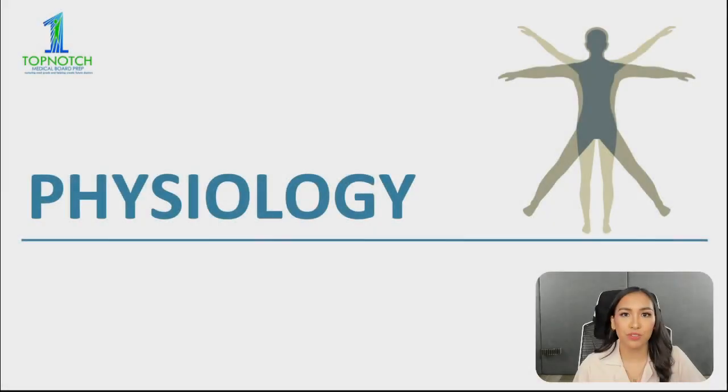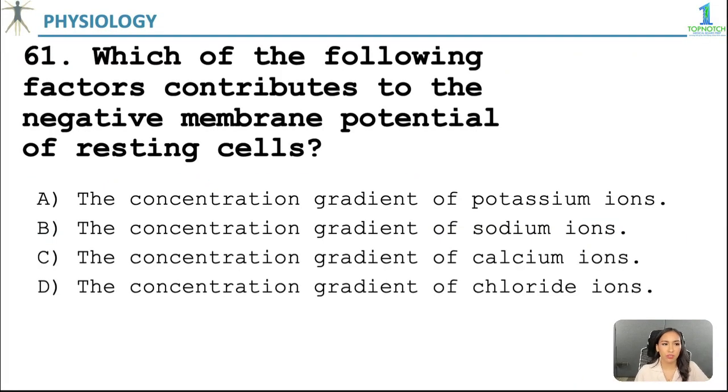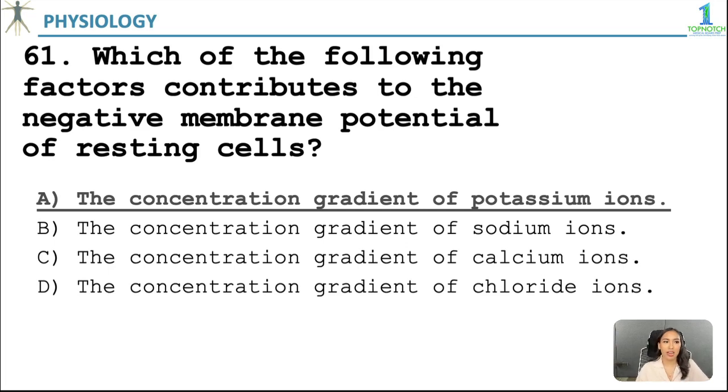Guys, let's go to physiology. Number 61, which of the following factors contributes to the negative membrane potential of resting cells? Is it because of potassium, sodium, calcium, or chloride? So the correct answer is A, the concentration gradient of potassium ions.